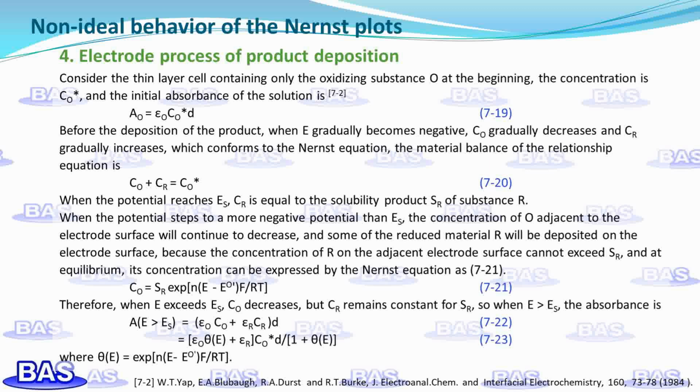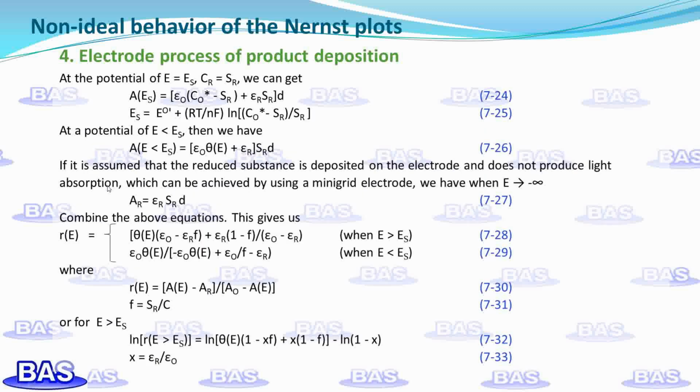Therefore, when E exceeds Es, CO decreases, but CR remains constant at SR. So when E is larger than Es, the absorbance is expressed by equations 7.22 and 7.23, where theta E is expressed by equation 7.23. At the potential E equal to Es and CR equal to SR, we can get equations 7.24 and 7.25. At a potential E smaller than Es, we have equation 7.26.